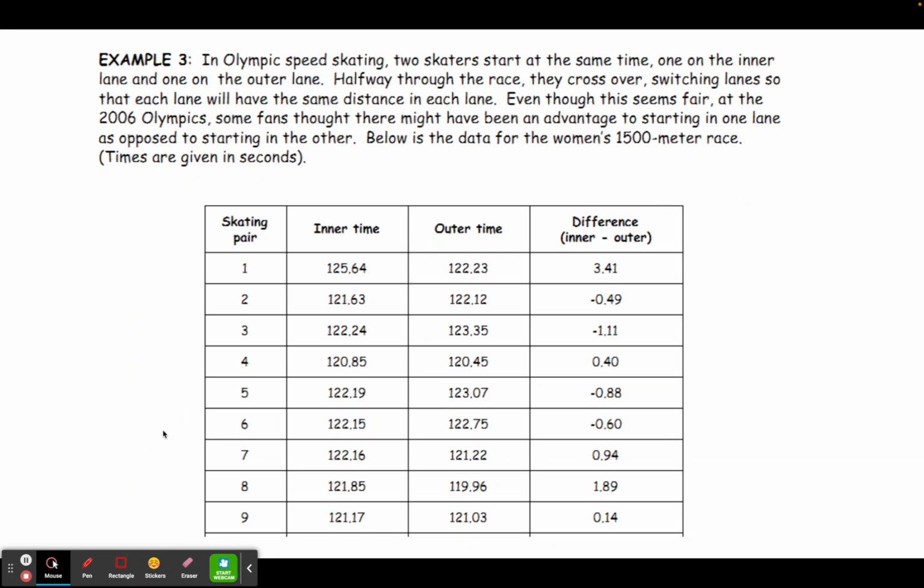We're going to look again at our Olympic speed skating data that we looked at in an earlier example in this chapter. Remember, we talked about how when the speed skaters skate in pairs, one skater starts in the inner lane and the other starts in the outer lane, and they switch partway through to make sure that they're all skating the same distance. And when we did this example earlier, we found that there was a positive difference in those times, meaning that the skater in one of the lanes had an advantage over the other by close to a half a second. But now we want to analyze this data and see if that difference is significant.